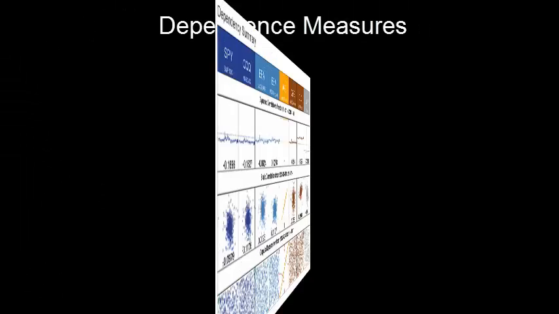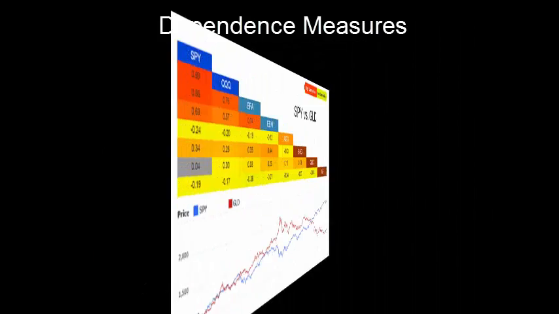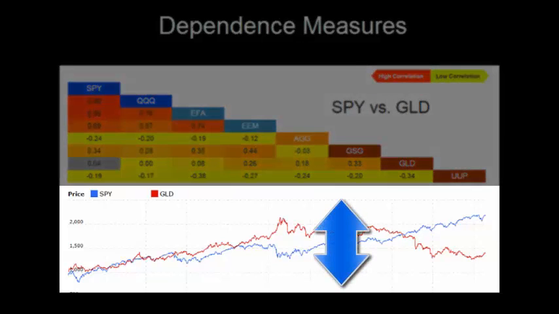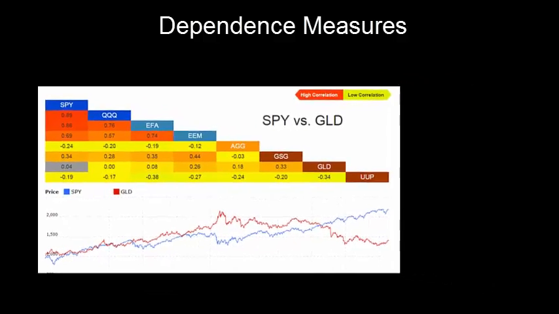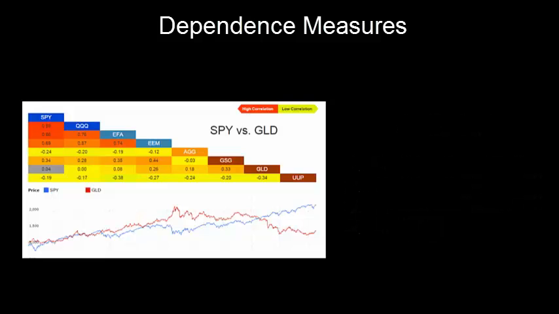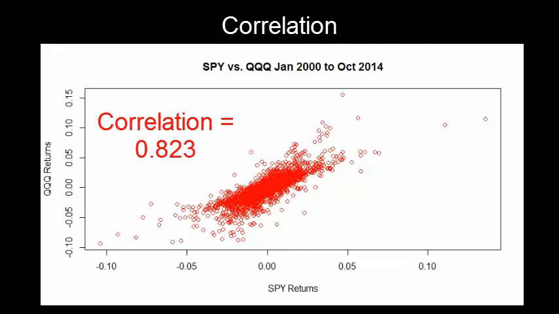In this tutorial, we'll explore dependency measures and some of their advantages and disadvantages. Dependency between financial securities refers to their relationship to one another and if they move up and down together. Uses of dependence measures often occur in portfolio construction, asset allocation, risk management, and hedging. One of the most common measurements used in practice is correlation.